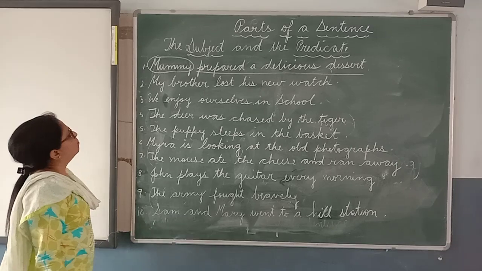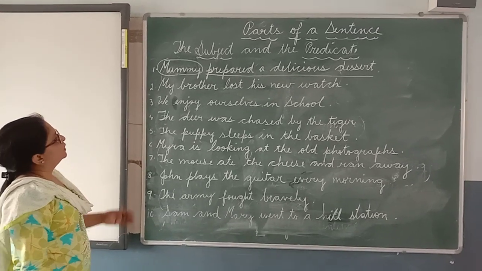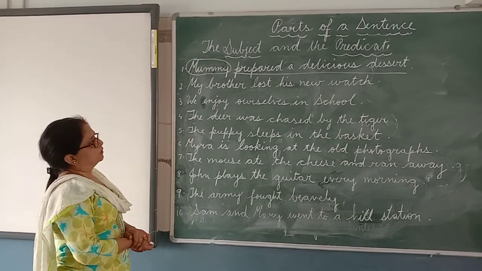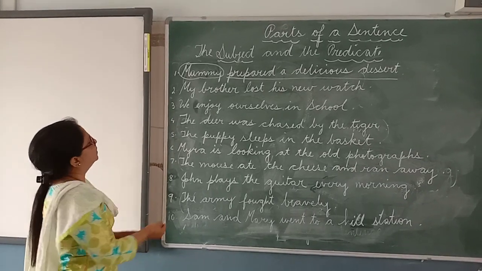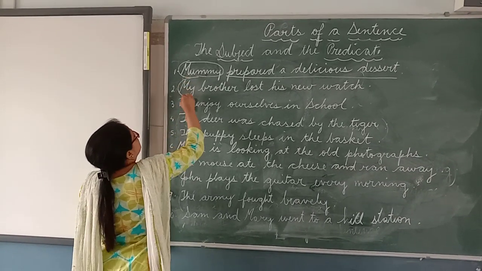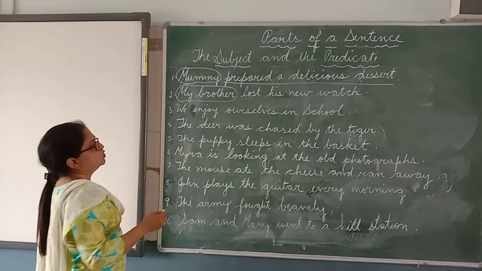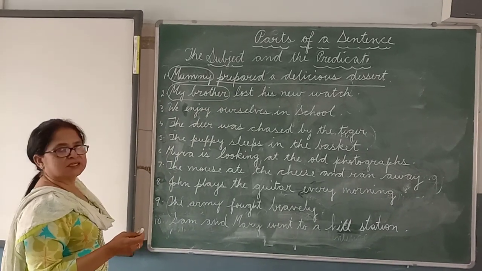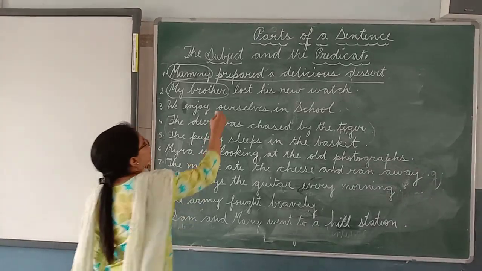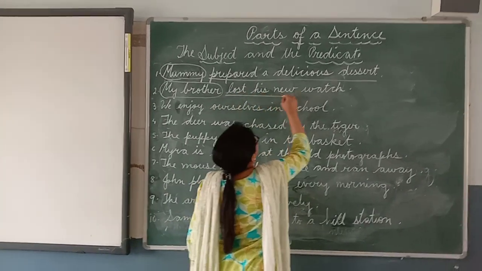Number 2, my brother lost his new watch. Here, my brother is the subject and lost his new watch is the predicate. So we are going to underline this.